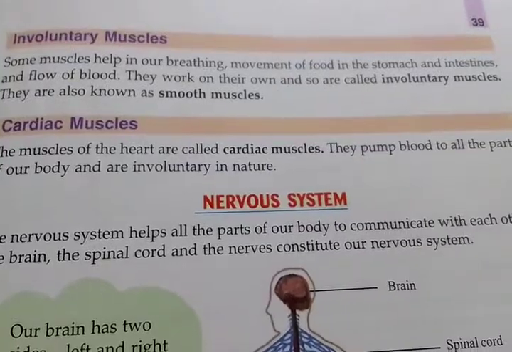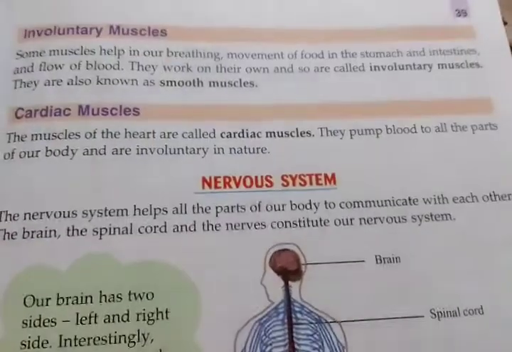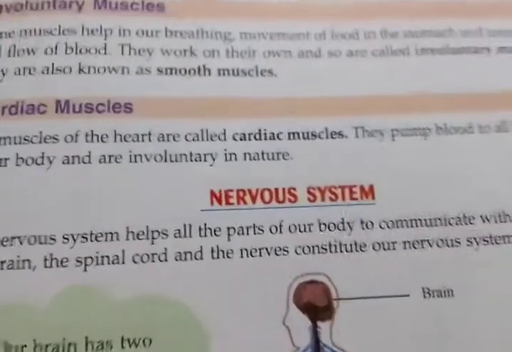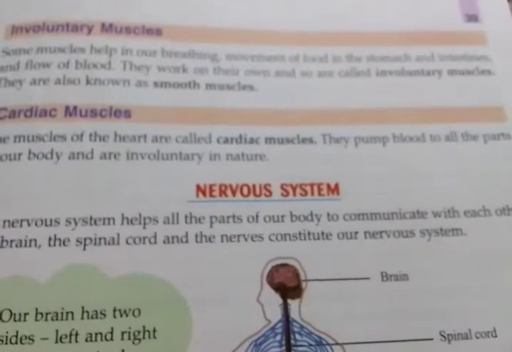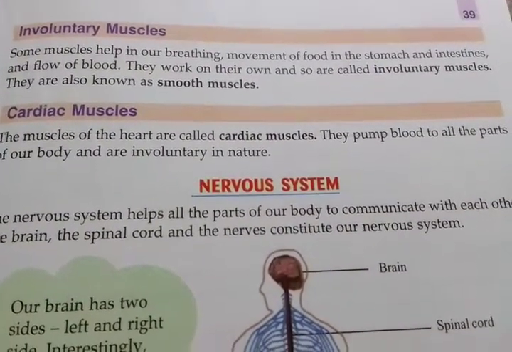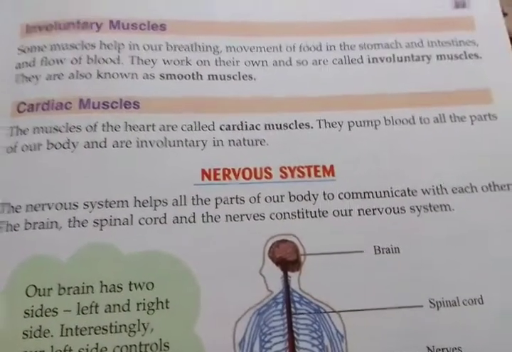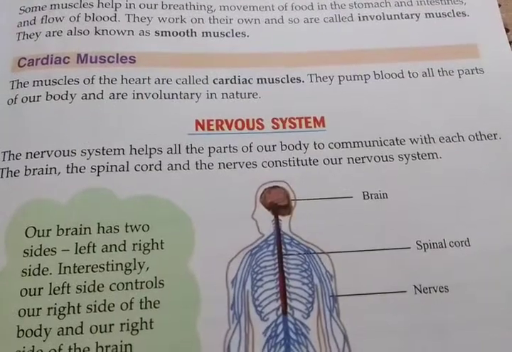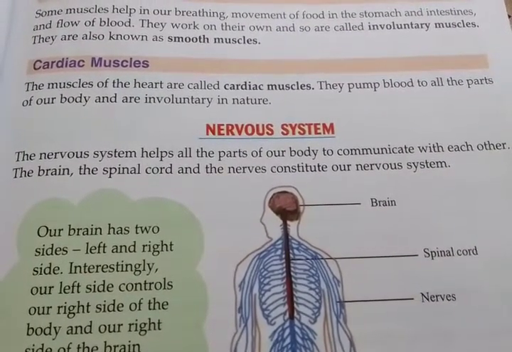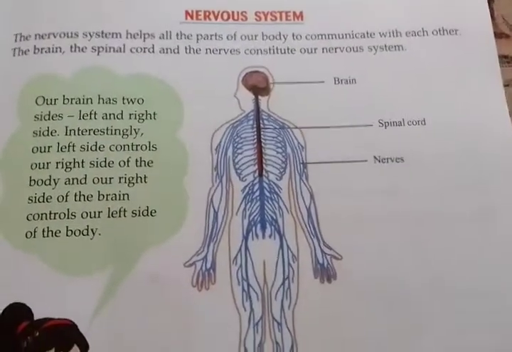Muscles which help in our breathing, movement of food in the stomach and intestines, and flow of blood are called involuntary muscles. They are also known as smooth muscles. And the muscles of the heart are called cardiac muscles. They pump blood to all the parts of our body and they are also involuntary in nature.